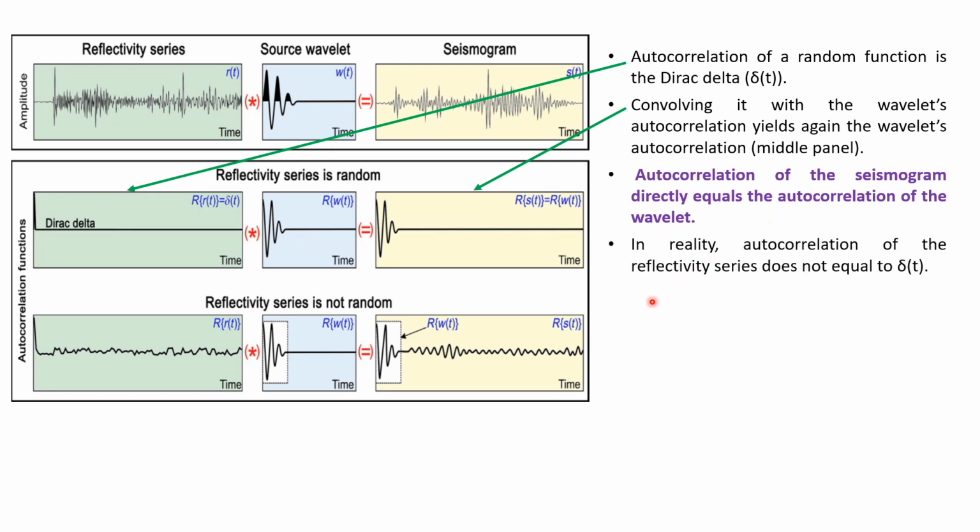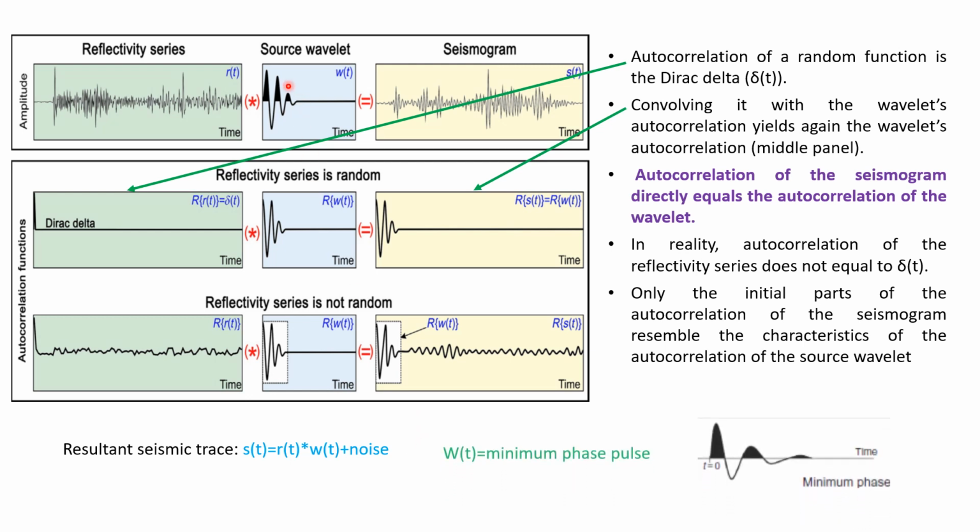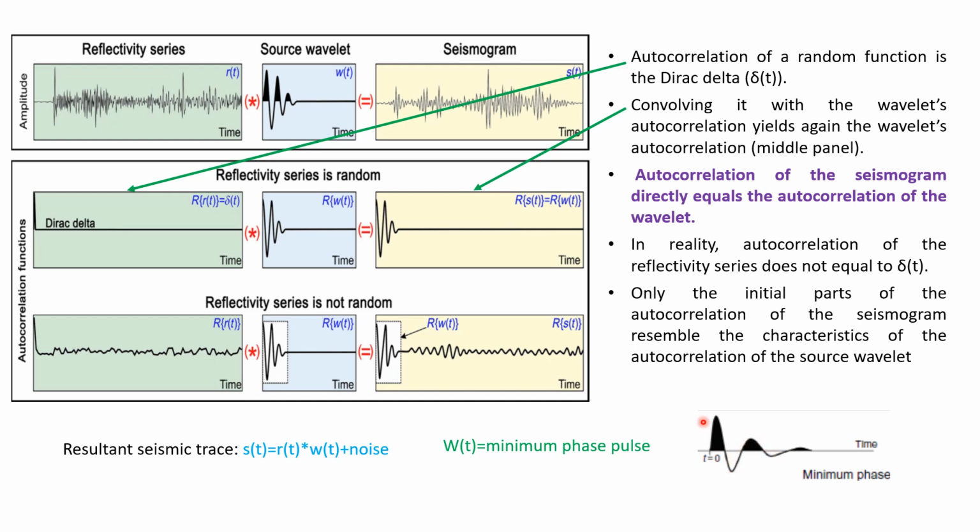We can have that assumption, but in reality the autocorrelation function of the seismogram is not equal to the Dirac delta function. So in that case, only the initial part of the autocorrelation of the seismogram has the same characteristics as the autocorrelation of the source wavelet. Okay, so you see that the seismic trace is the convolution operation, and generally this source wavelet is called the minimum phase pulse, that is generally used. All the energy is concentrated at time t equal to 0. This is called the minimum phase pulse.